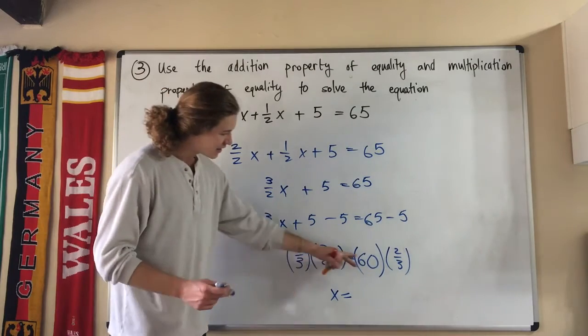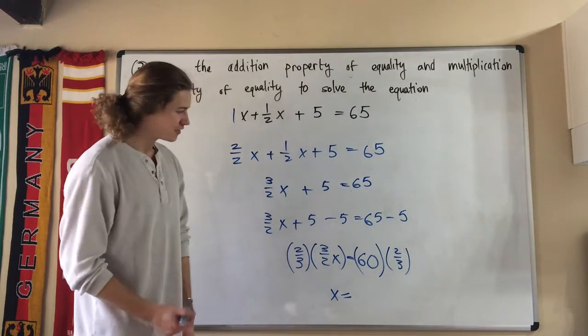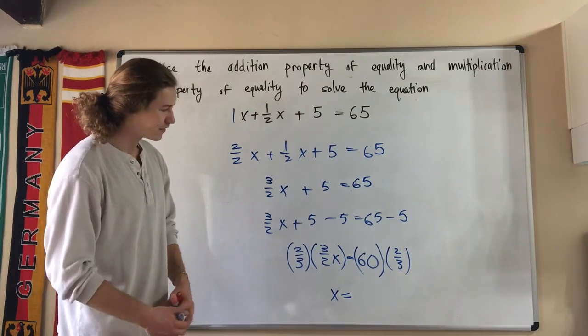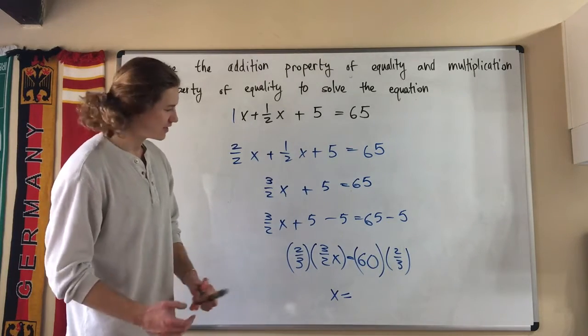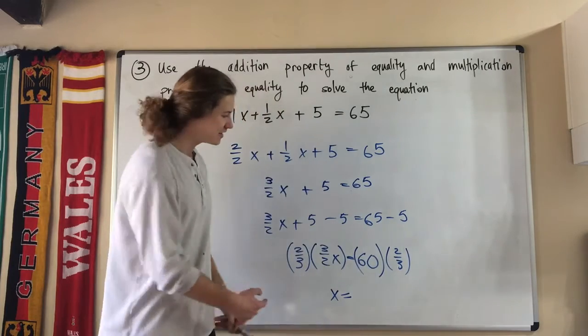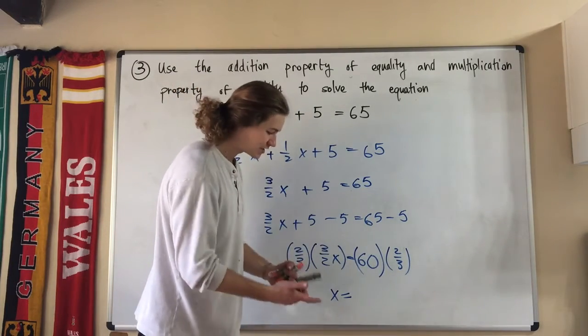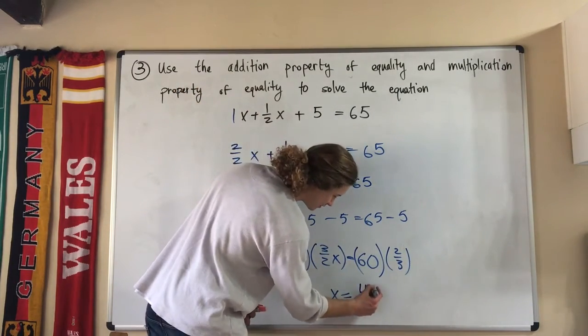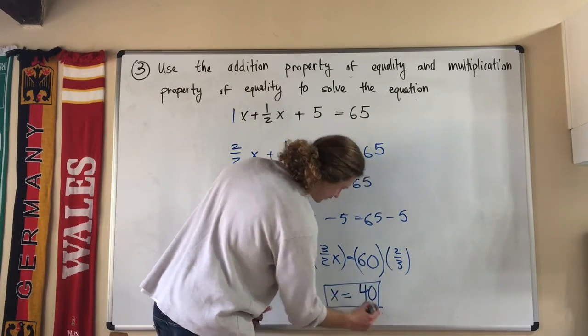And on the right-hand side, we have 60 times 2/3. We could do that a number of different ways. Perhaps the easiest way is to think about this as 60 divided by 3 times 2. 60 divided by 3 is 20, and 20 times 2 is 40. So we know our solution here is x equals 40.